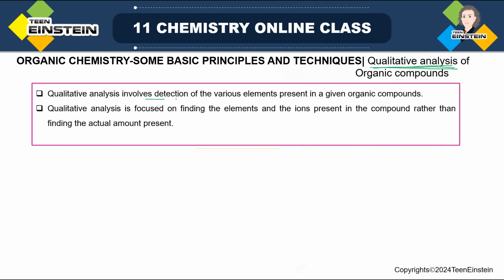So qualitative analysis involves detection of different elements. It may be carbon, hydrogen, oxygen. Mostly we'll also see what are the elements. Mainly carbon, hydrogen, nitrogen, all these elements in a given organic compound. Actually, it is also true for gaseous. It is by mistake I have said that it is not for gaseous, but it is also possible for gaseous. Okay.